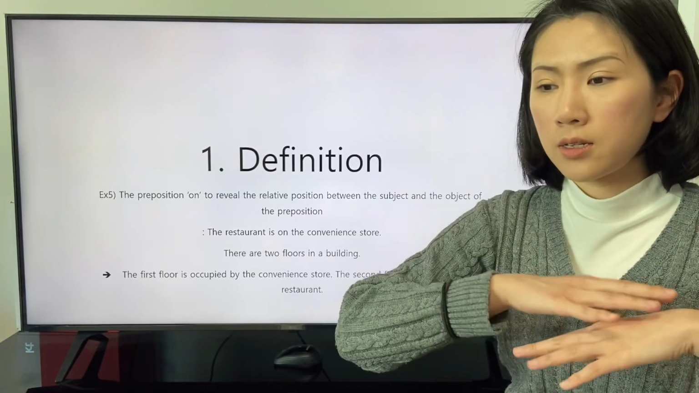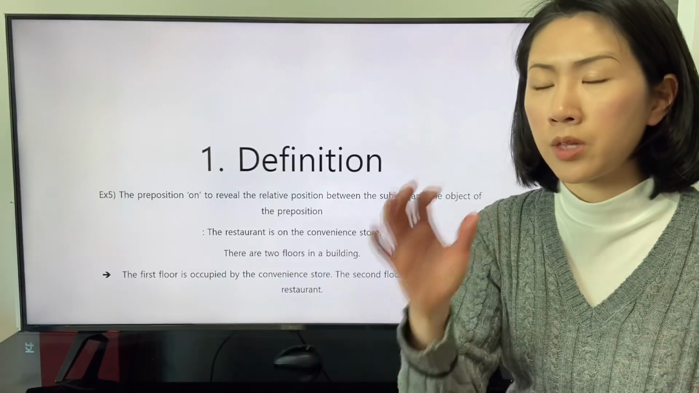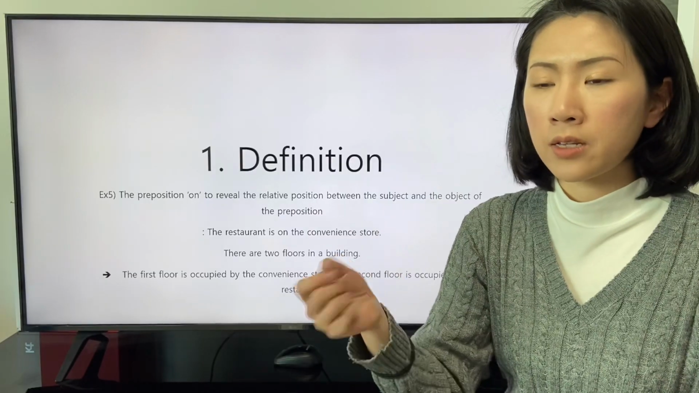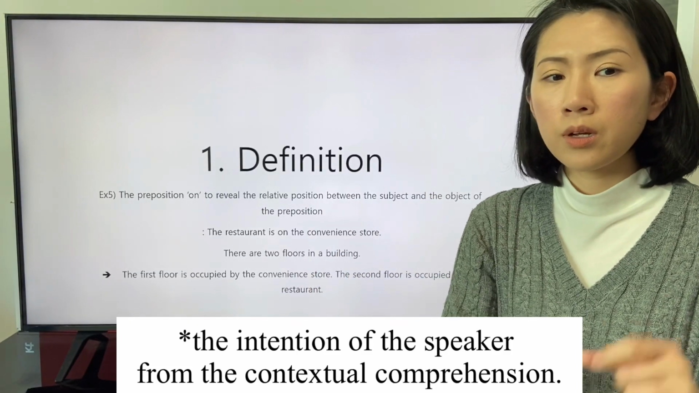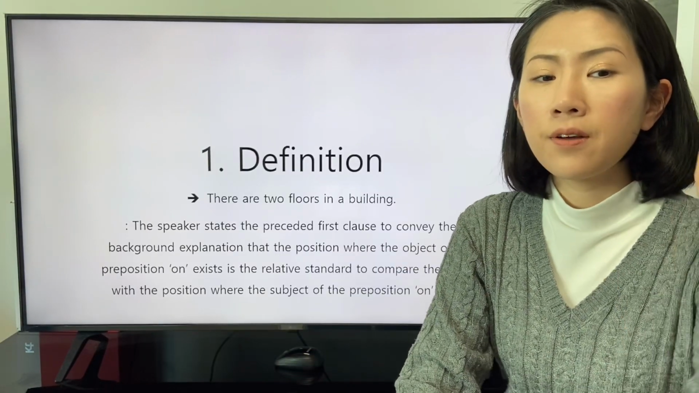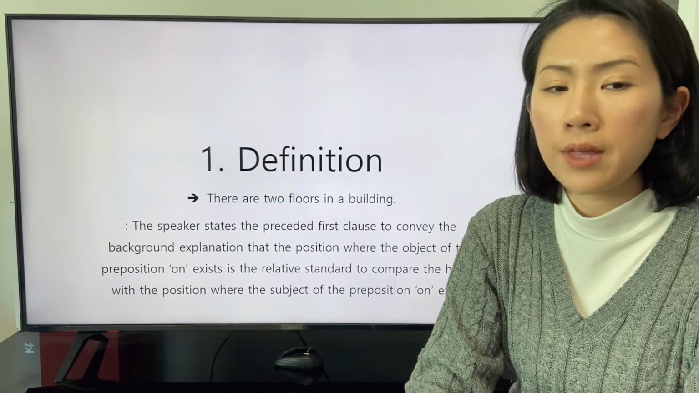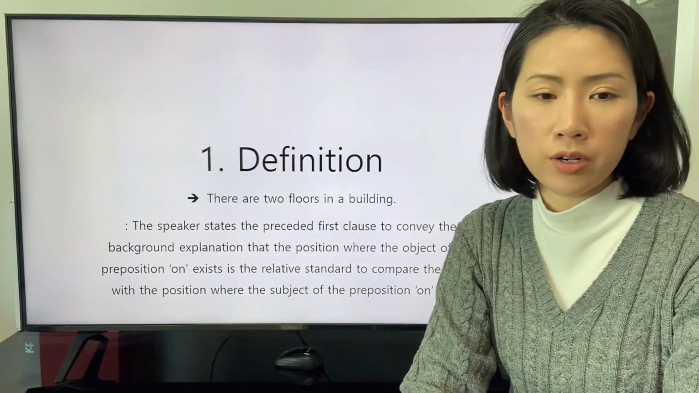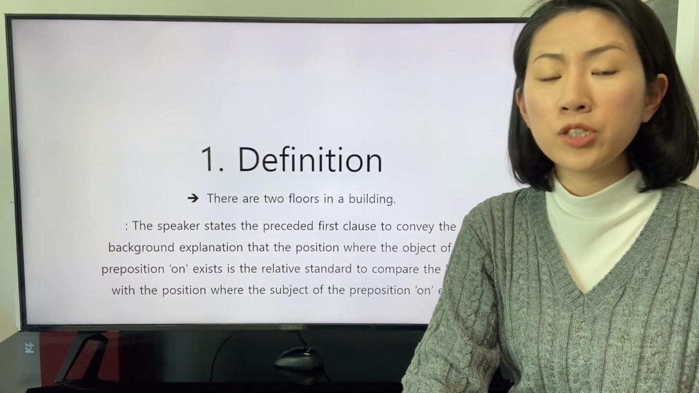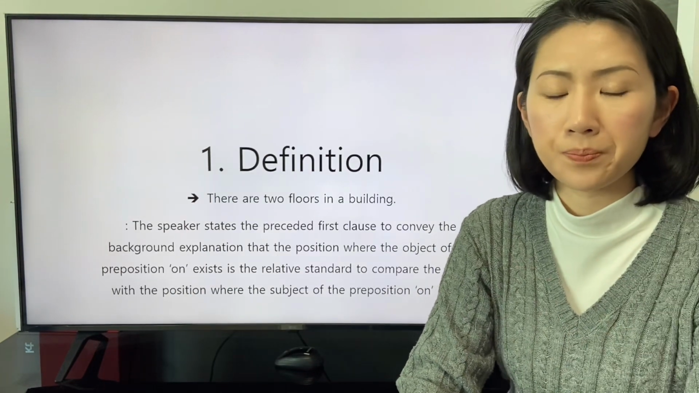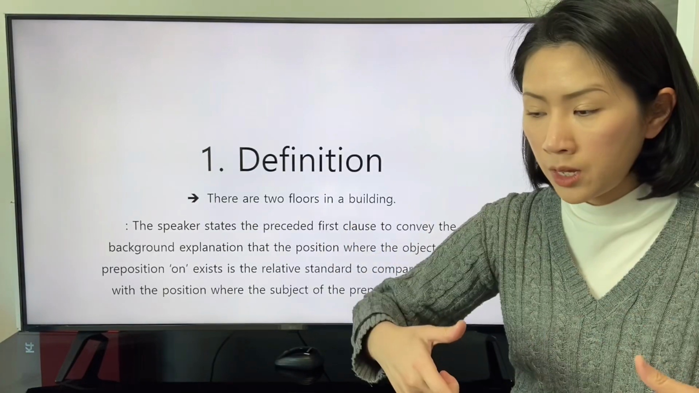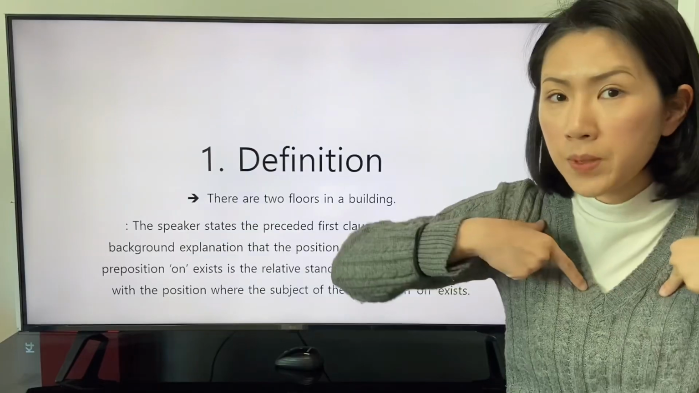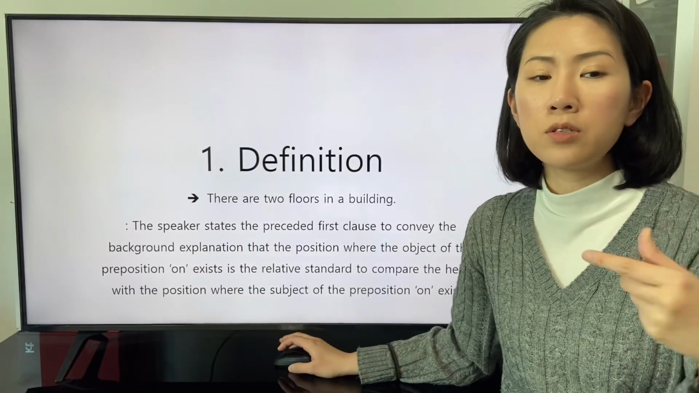The speaker does not state the direct relationship between the restaurant and the convenience store, but the listeners can understand. The speaker states the preceded first clause to convey the background explanation that the position where the object of the preposition on exists is the relative standard to compare the height with the position where the subject of the preposition on exists. Before the speaker conveys the original intention to reveal the relationship between the convenience store and the restaurant, the speaker states the background explanation with this clause.